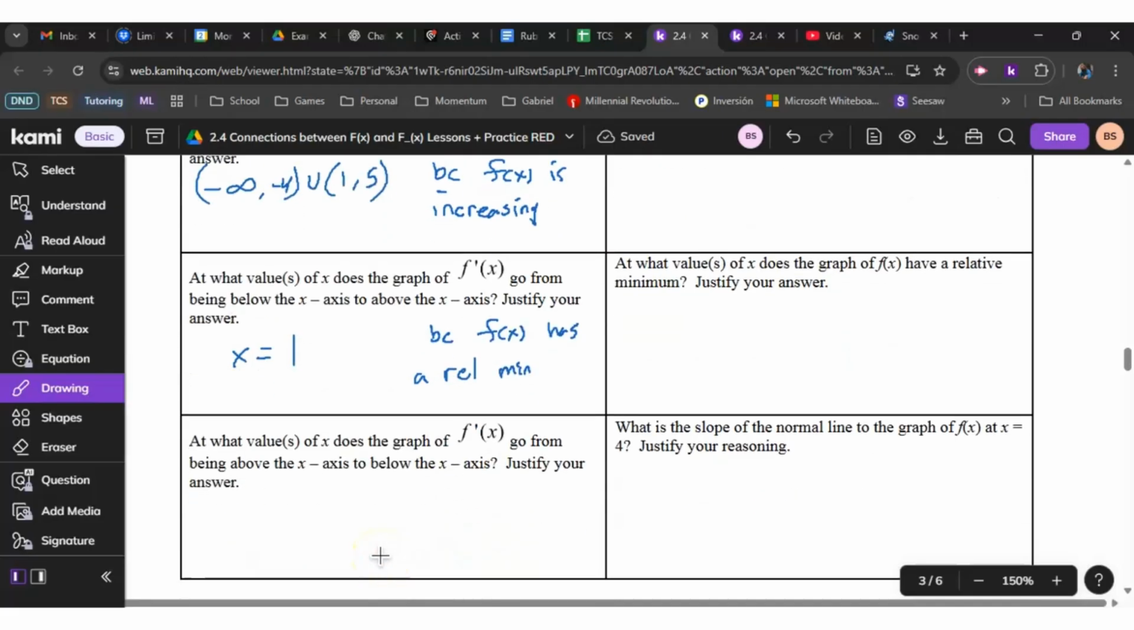At what value of x does the graph of f prime of x go from being above the x-axis to below the x-axis? So in other words, it switches from positive to negative. There we go. Because f of x, can't say it, has a relative max. Where does that happen?